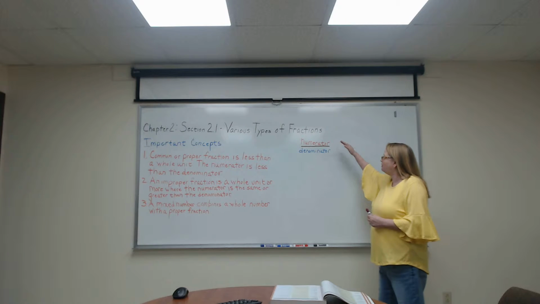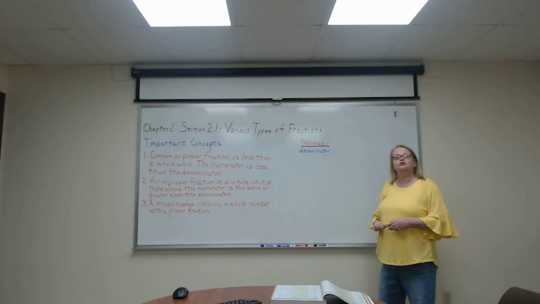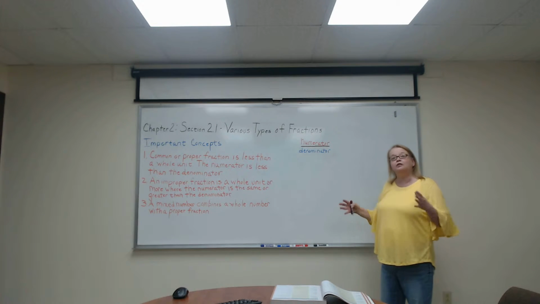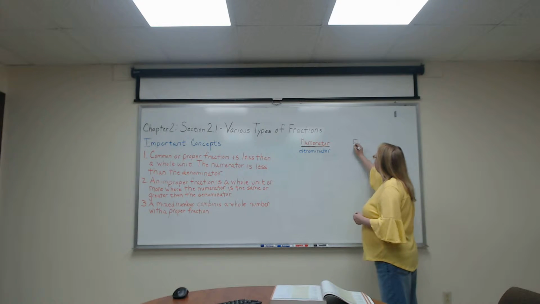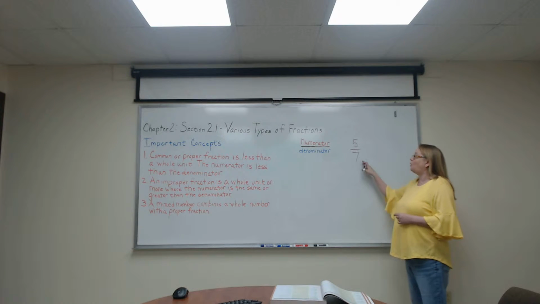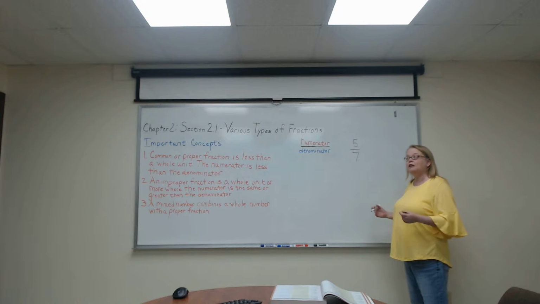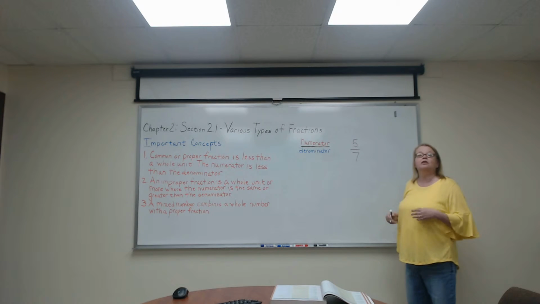And just to go over the terminology that's here, I've written numerator. Numerator tells you how many you have. The denominator tells you how many pieces are in the whole. So if I would write a number such as 5/7, what that's telling me is that the whole consists of 7 pieces and we have 5 of them. Because the numerator is smaller than the denominator, it means that it is a common or proper fraction.